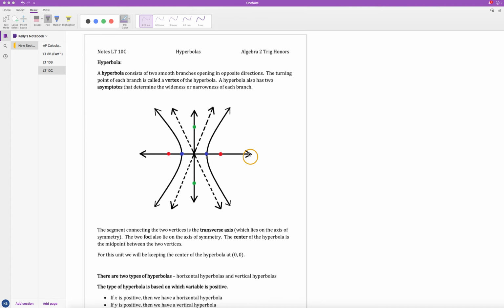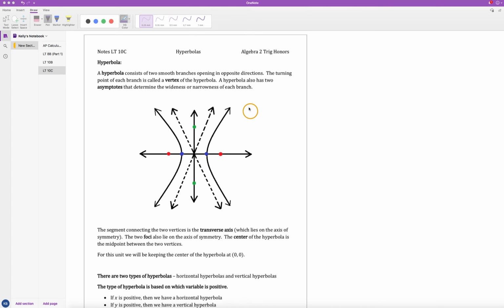In this unit, learning target 10C: hyperbolas. A hyperbola consists of two smooth branches opening in opposite directions. On our graph down here, we have one smooth branch opening to the left side and one smooth branch opening to the right side. Together, both of those create our hyperbola on our graph.